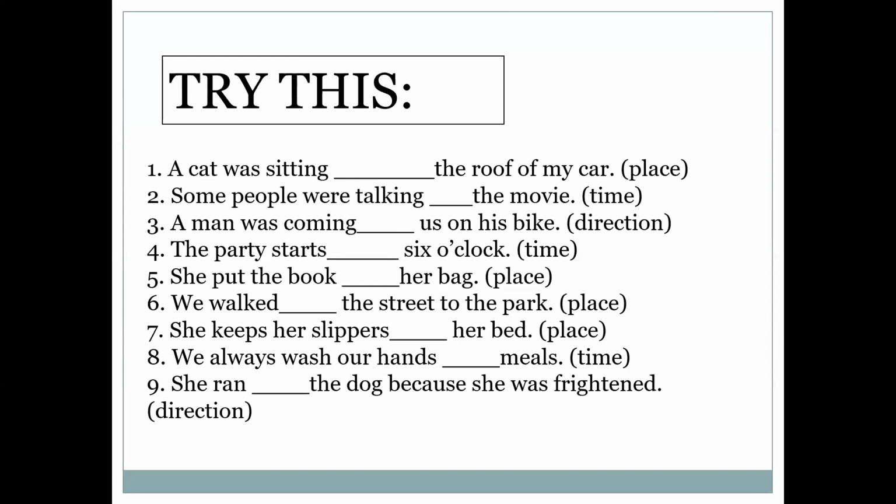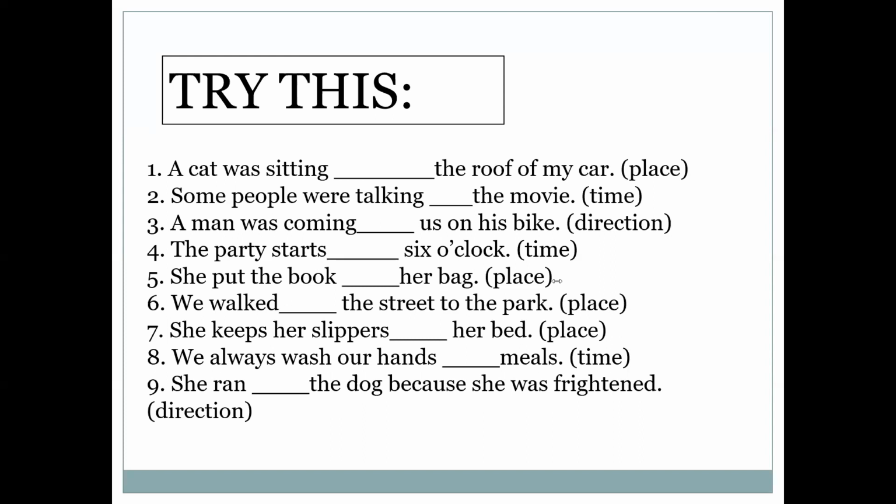Yeah, away from. If you want to use two words, it will be away from or far from. Okay, far from the dog because she was frightened. She ran far from the dog. Against, no, distance. We are talking about direction. Direction. Away from the dog, okay?